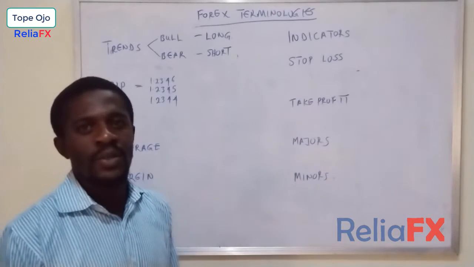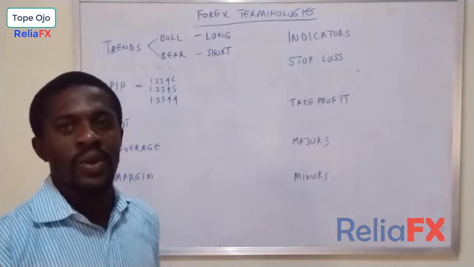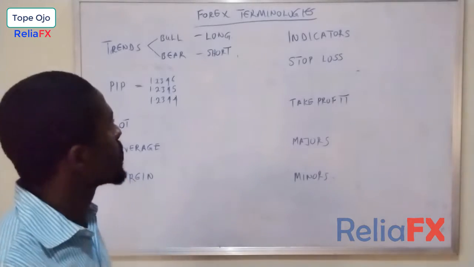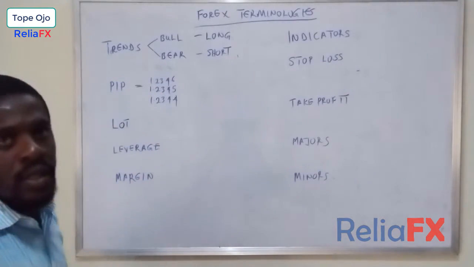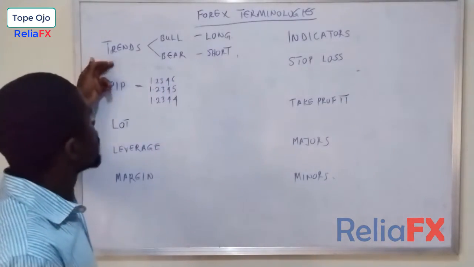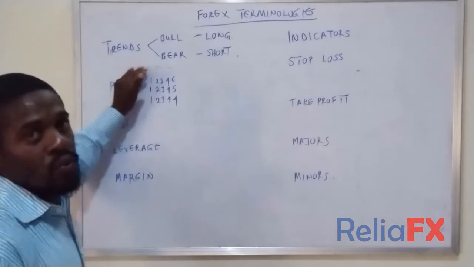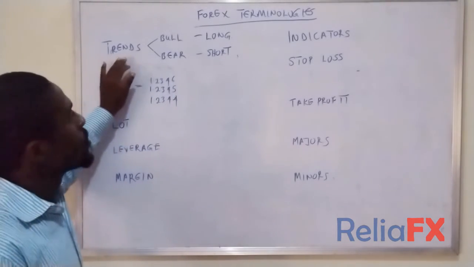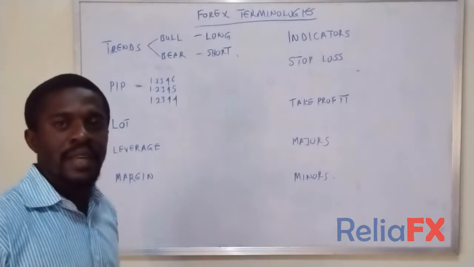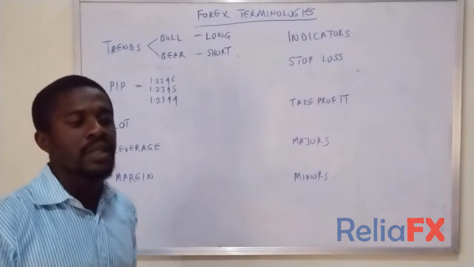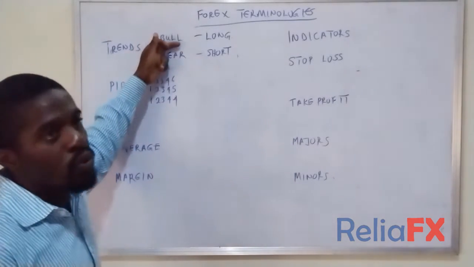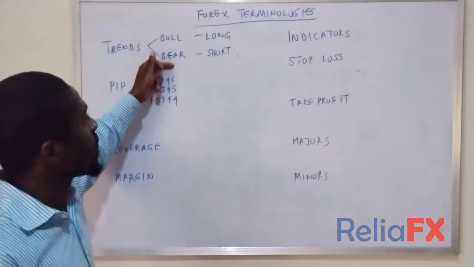Welcome back. Now let's go to the major terminologies that we have in the Forex market. Now we're going to be talking about all of these and then I'll try and explain them. We have the first one, which is trends. Trend is simply the direction of the market. We have two trends in the market: the bullish trend and the bearish trend.